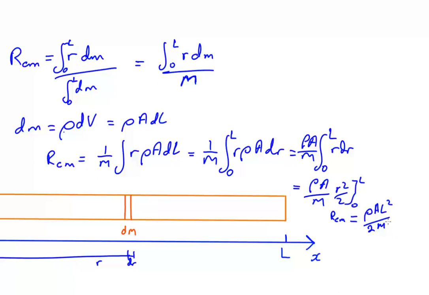Now if we're looking at the total mass of the ruler, we can see that rho times the volume is equal to the total mass of the ruler. So rho A L is equal to the mass. This is going to come down to L over 2, which is the answer we would expect for a uniform rod. We would expect the centre of mass to be in the middle.